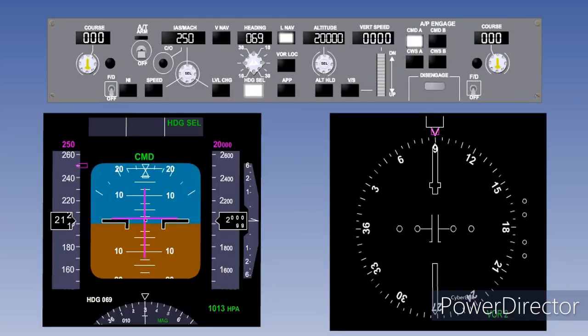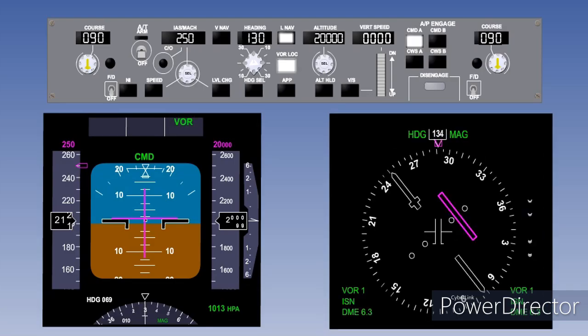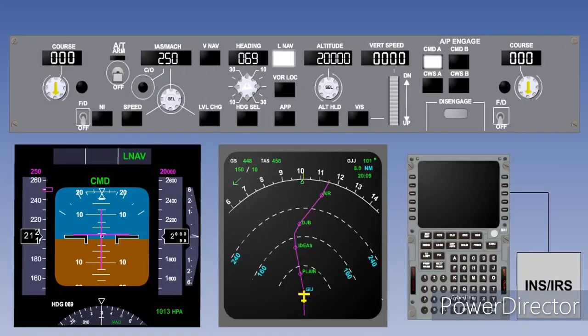During this lesson, you have learned about the role modes of the autoflight system, including heading select and hold, heading lock, and lateral navigation.